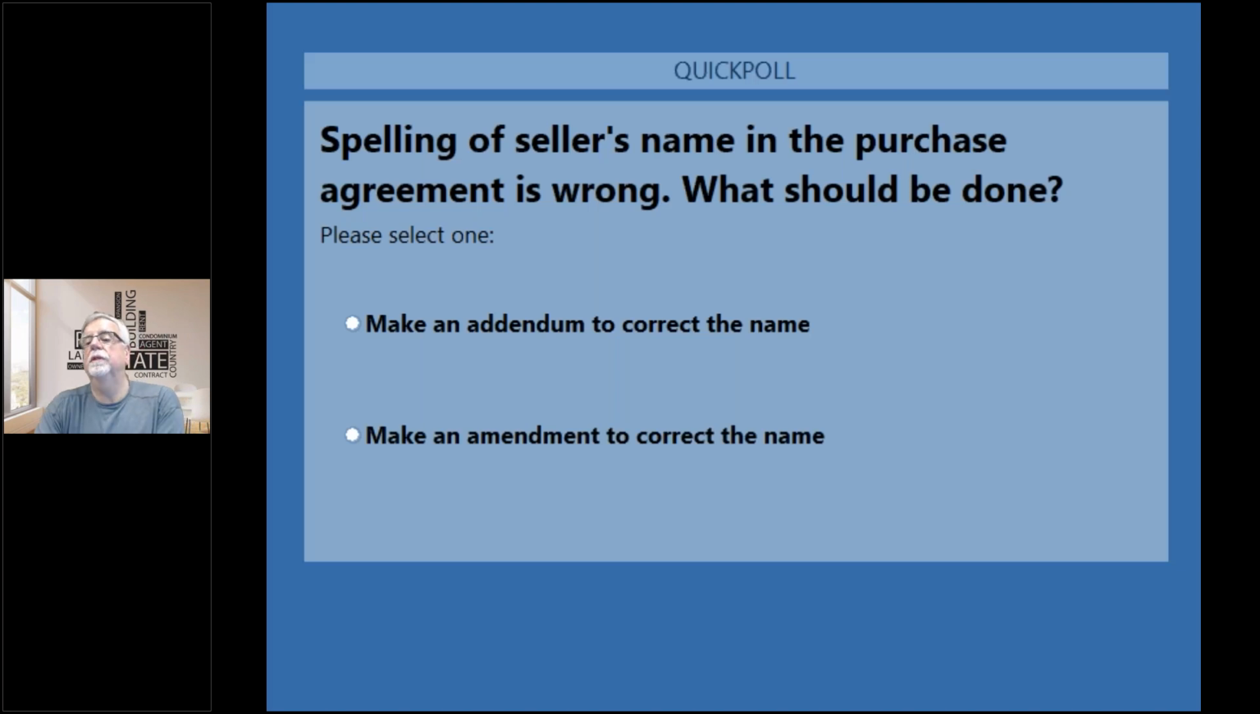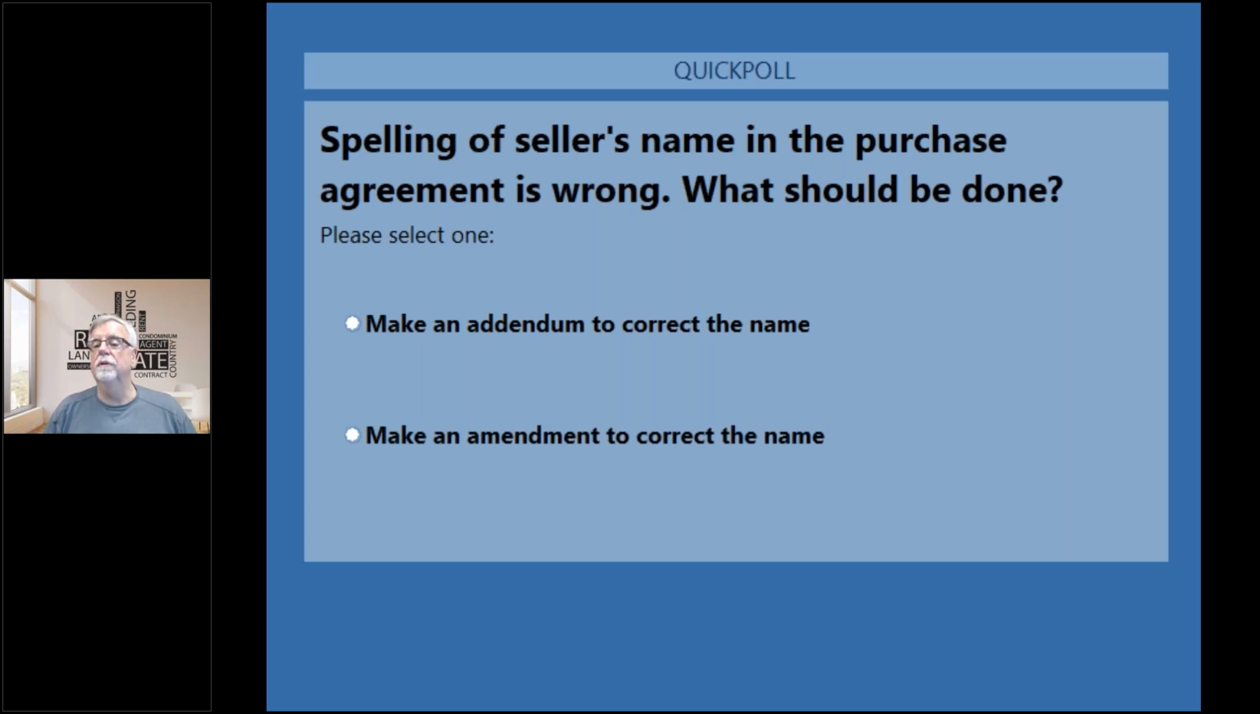Sometimes it's hard for me to read. The spelling of the seller's name in the purchase agreement is wrong. What should be done? Would you make an addendum to correct the name, or would you make an amendment to correct the name?